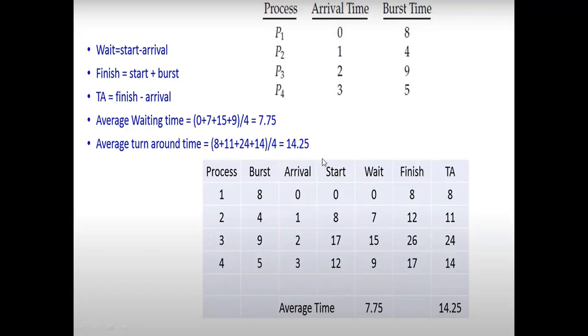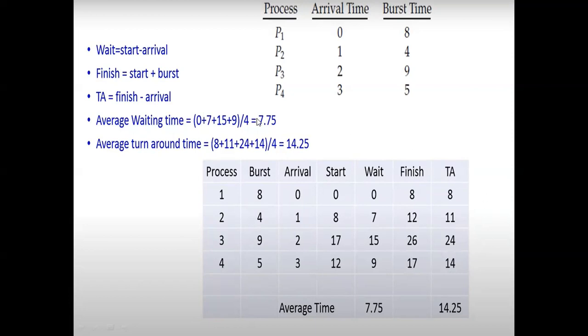Then the turnaround time is calculated by the difference of the finish time and the arrival time. So 8 minus 0 is 8. 12 minus 1 is 11. 26 minus 2 is 24. 17 minus 3 is 14.